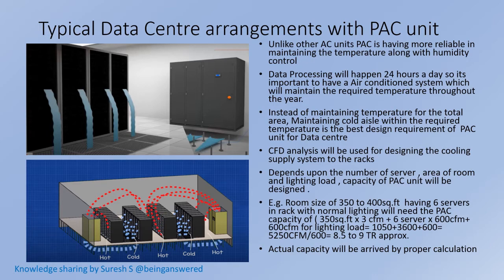Data processing will happen 24 hours a day. So it is important to have an air conditioning system which will maintain the required temperature throughout the year. Instead of maintaining temperature for the total area, that is the room, maintaining the cold aisle at the required temperature is the best design requirement for a PAC unit in data centers. CFD analysis will be used for designing the cooling supply system to the racks. Depending upon the number of servers, area of the room and lighting load, the capacity of the PAC unit will be designed.